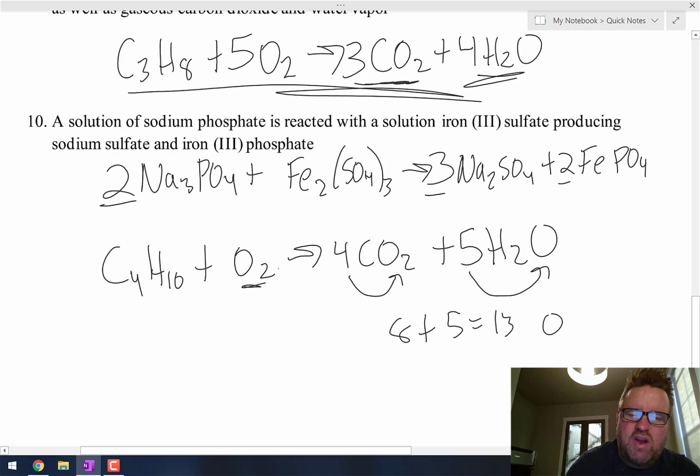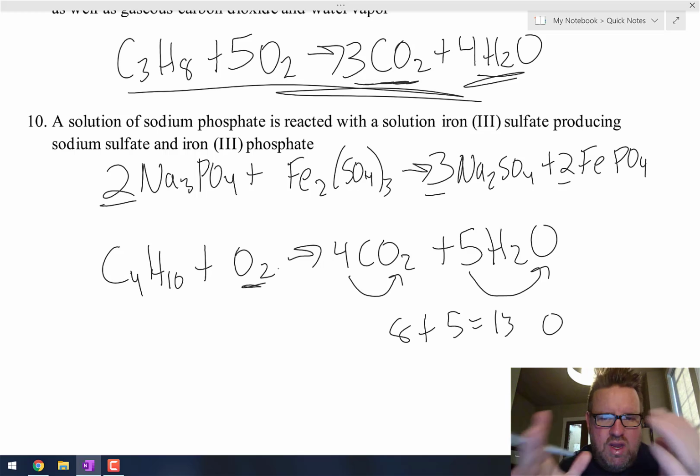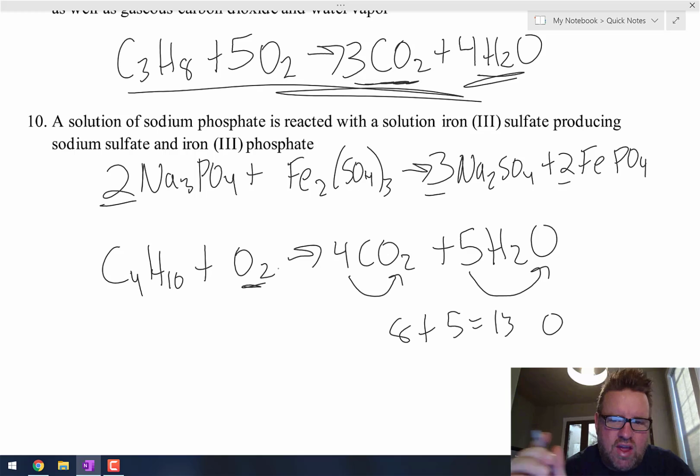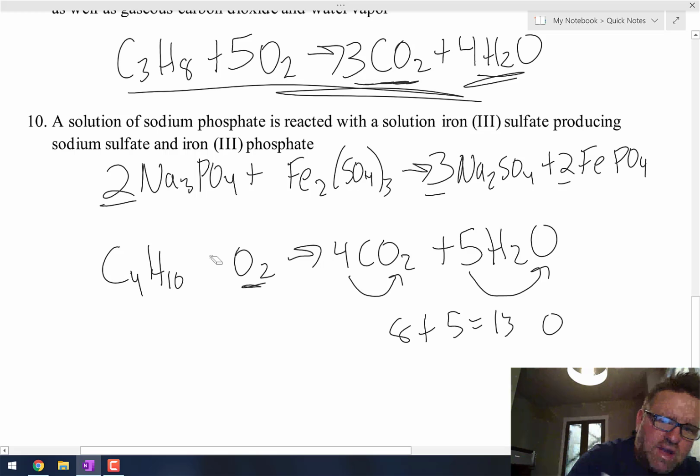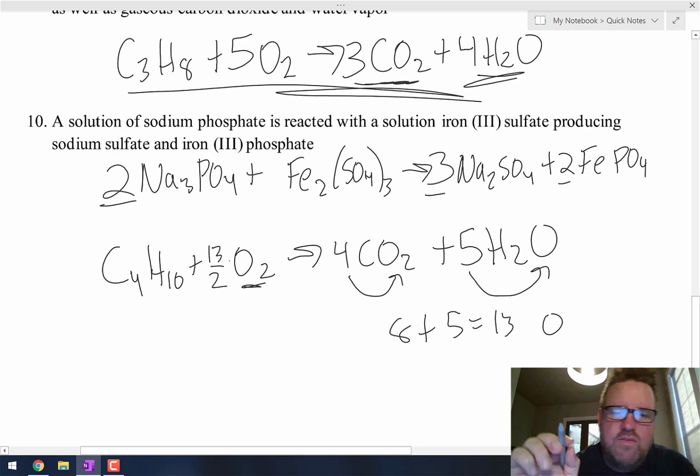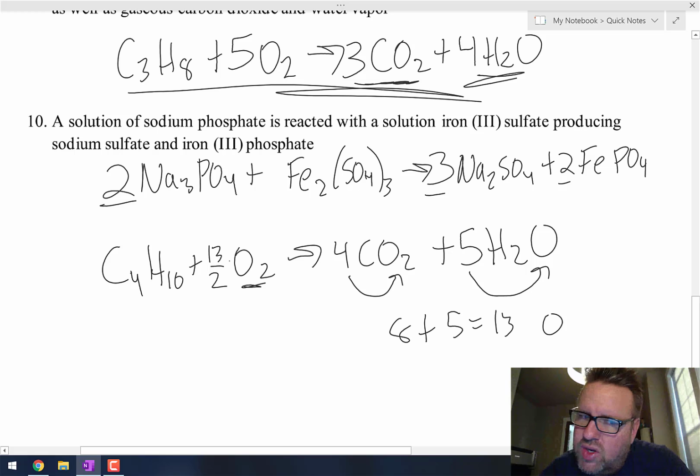On the right-hand side, we have an odd number. On the left-hand side, we have an even number. And we need to make them the same. So, in order to do that, you've got a couple of options. You could technically say, even though it would not be correct, you need 13 oxygens. Well, 6.5 is 13, right? So you could say 13 halves O2, which technically would equal 13, right?